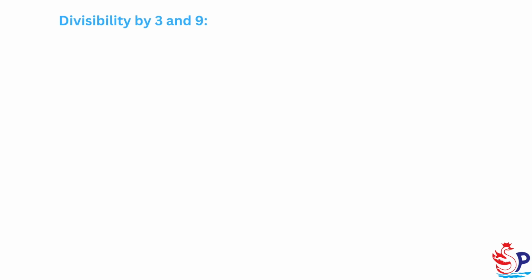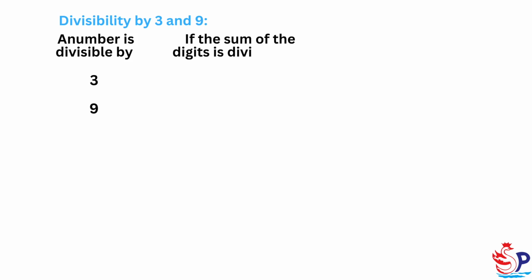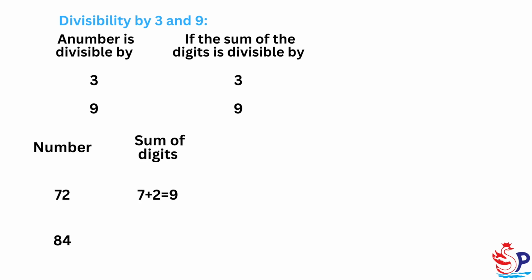Divisibility by 3 and 9. A number is divisible by 3 or 9 if the sum of the digits is divisible by 3 or 9. For example, for the numbers 72 and 84, the sum of digits is 7 plus 2 equals 9, and 8 plus 4 equals 12.